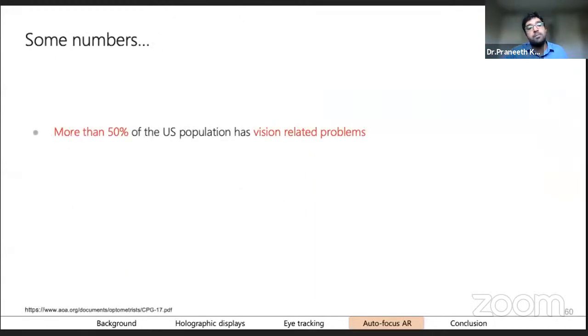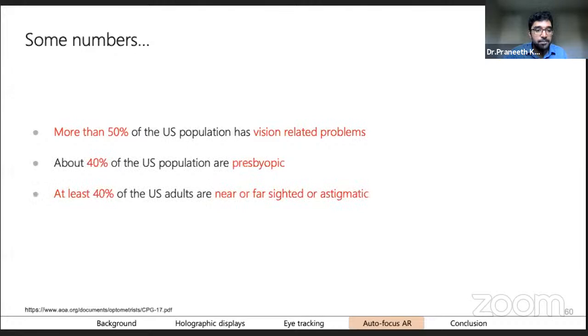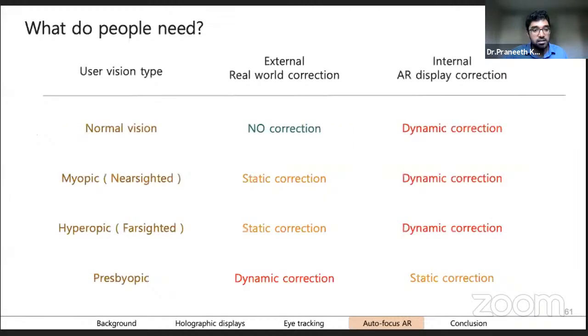So here are some numbers. More than 50% of the US population currently has some vision related problem, and about 40% of the US population here is presbyopic. And at least 40% of the adults here are either nearsighted or farsighted or astigmatic. So essentially, a large population that are going to be consumers of tomorrow's AR displays are facing some vision related problem currently, right?